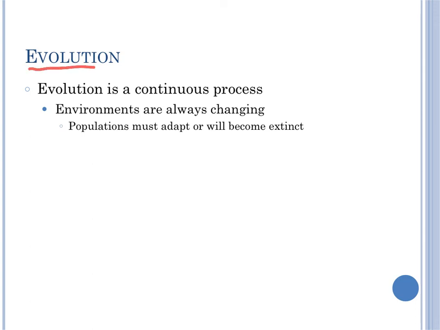Evolution is a continuous process. Environments are always changing, so populations must adapt to these environmental changes, or the species will become extinct over time.